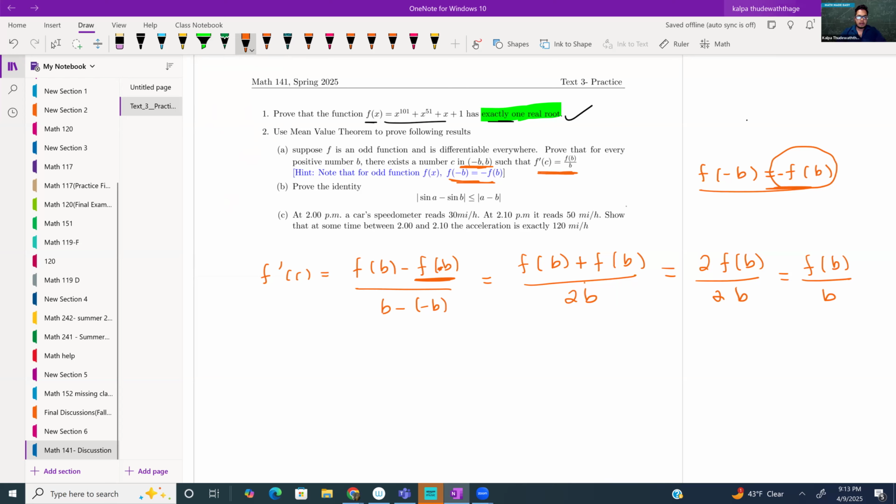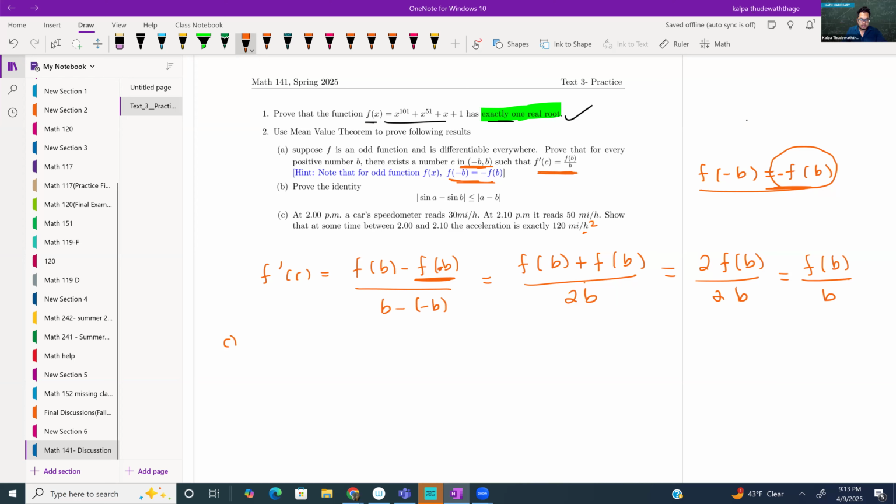Now, part C. It says at 2 p.m., a car's speedometer reads 30 miles per hour. At 2:10, it increases its velocity to 50. Show that at some time between 2 and 2:10, the acceleration of the car is exactly 120 miles per hour squared.